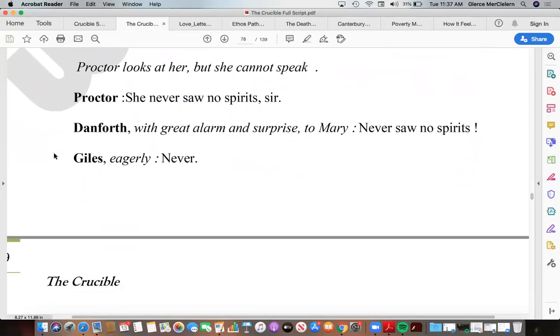Was I supposed to read that? No, you don't have to read the part that's in italics. That's just stage direction.